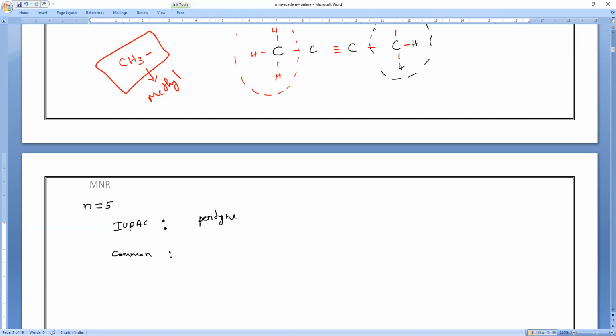Understand, everybody? Yes, sir. So this is what it is. Now, if you take n equals 6, from now onwards, if you don't want the common name also, no problem. n equals 6. What is the IUPAC name? Anybody? Hexane. Yes. Hexane. Okay, so like that, you please learn. So this is all about alkanes, alkenes, and alkynes.